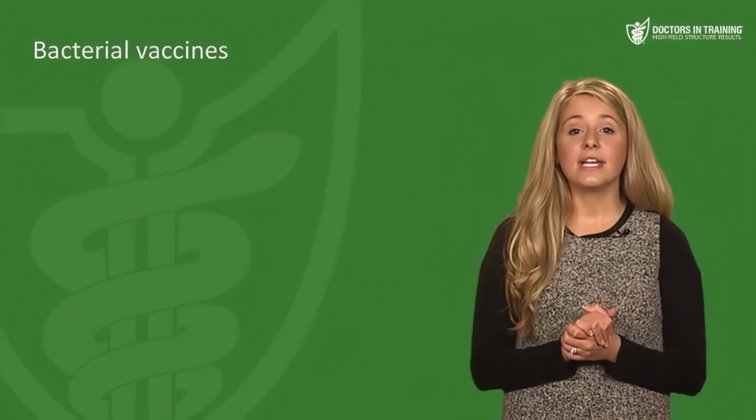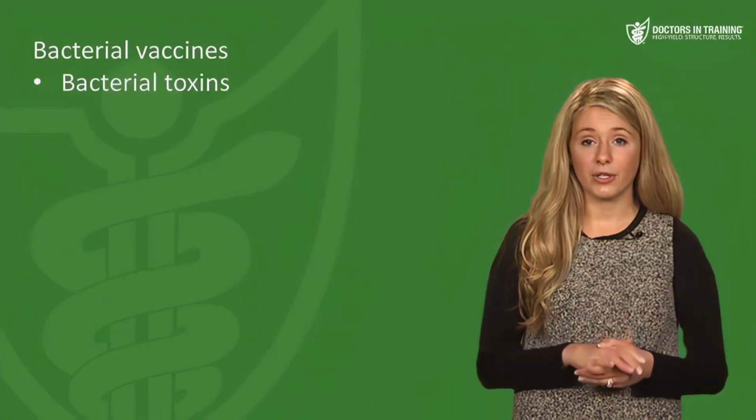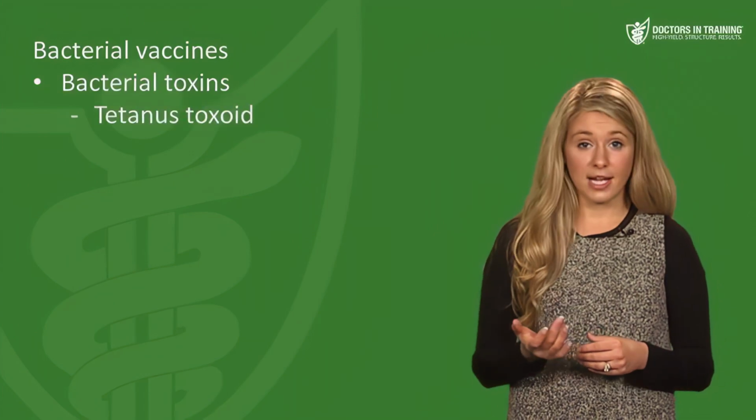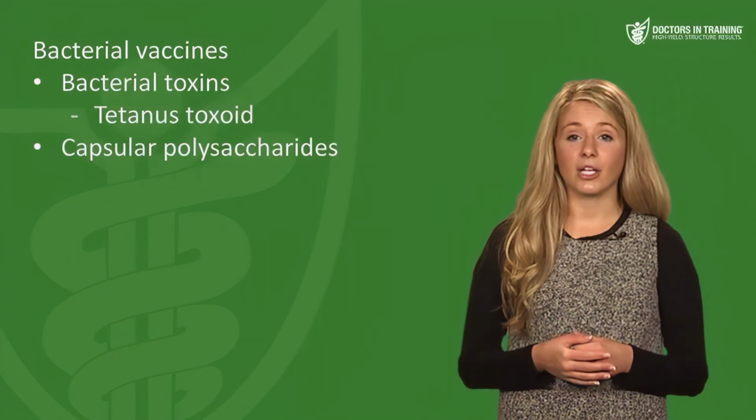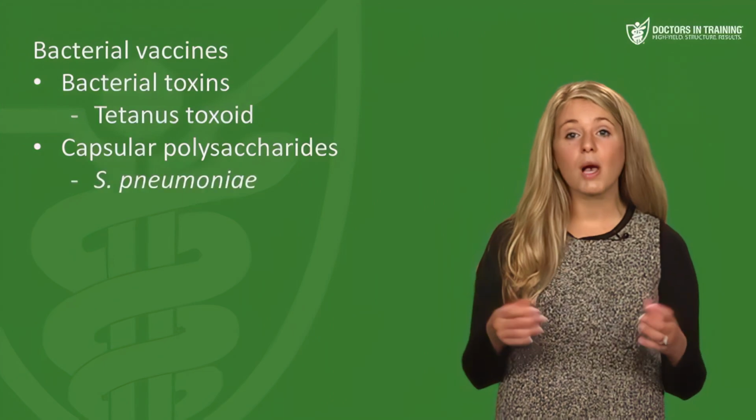Bacterial vaccines tend to be either vaccines against the bacterial toxins, like the tetanus toxoid, or the polysaccharides on the capsule of strep pneumo or H.